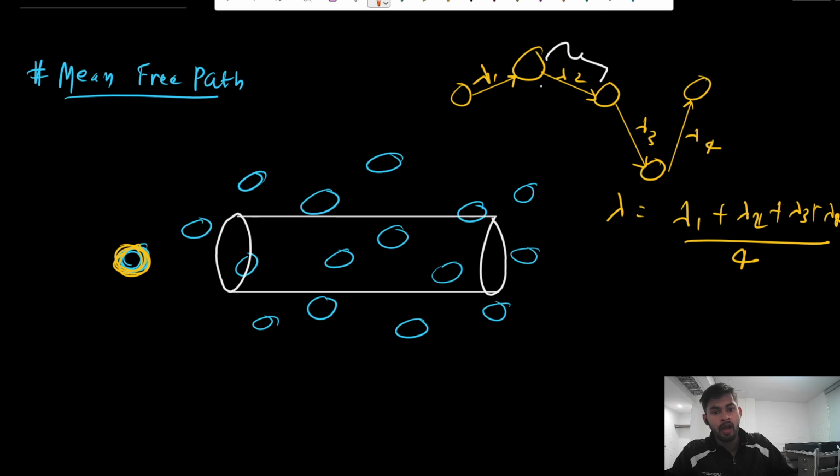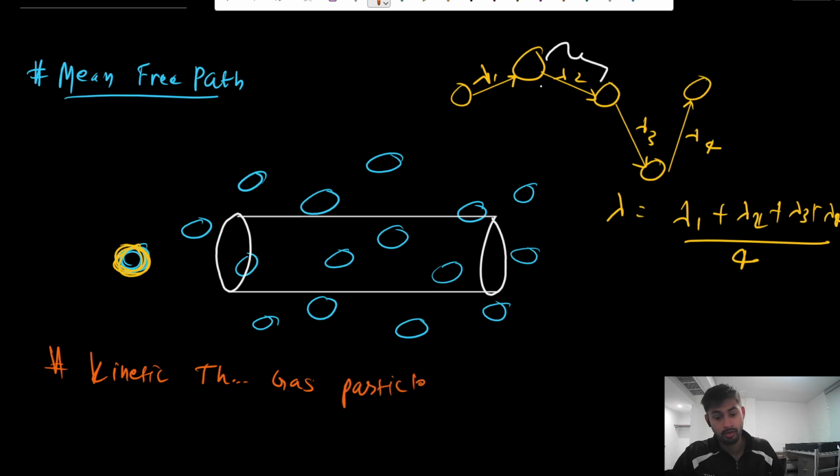Now, coming back to the derivation and the cylinder. As we have defined in the postulates of kinetic theory of gases, if you remember, one of the postulates was that particles always travel in a straight line. You can see the first video of this lecture series to get an idea of it.